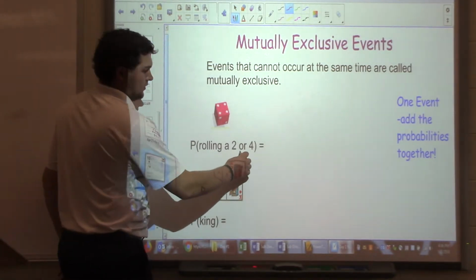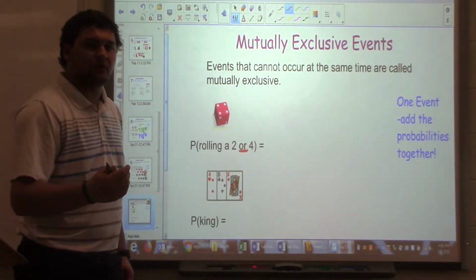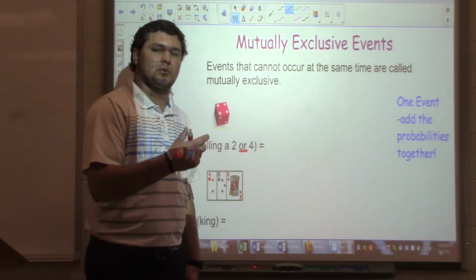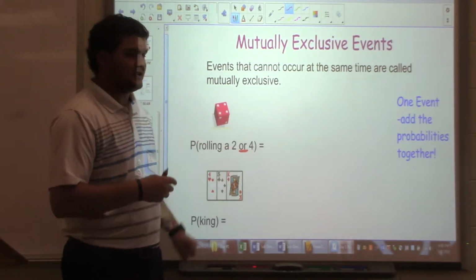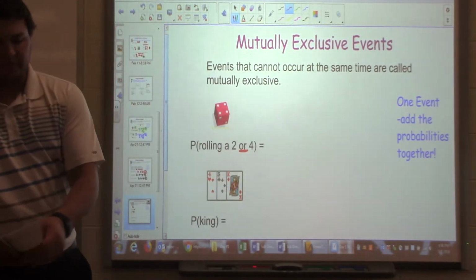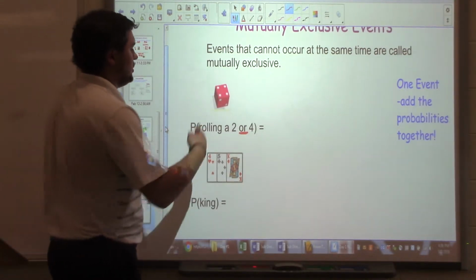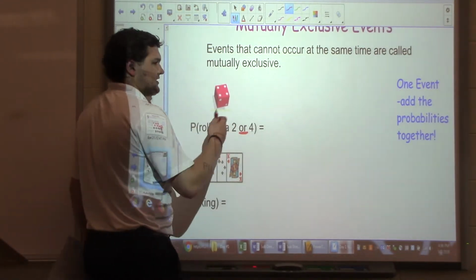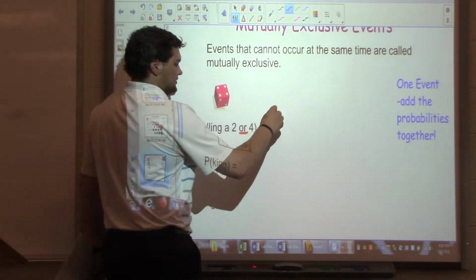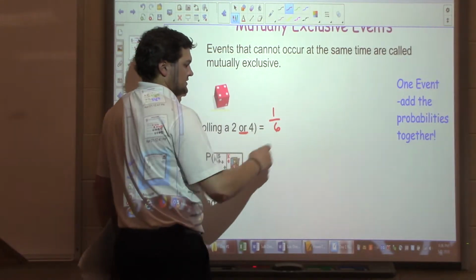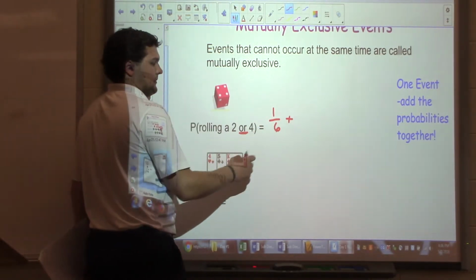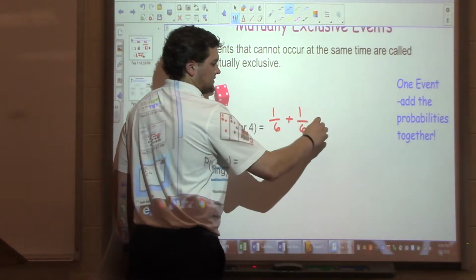You see this word or, right? Our keyword before was and, and the comma told us to multiply. Or is going to tell us to add. So, I want to know the probability of rolling a 2 or a 4. Well, there's 6 sides to the die, 1 through 6. So the probability of rolling a 2 is 1 out of 6, plus the probability of rolling a 4, 1 out of 6.